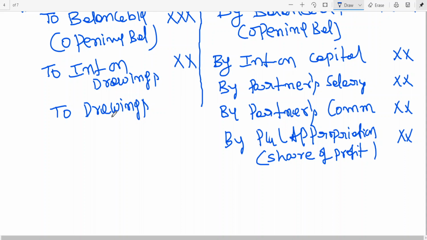That is why the drawings account is being opened. If it is permanent withdrawal, there is no need to transfer permanent withdrawal to drawings. Directly you can debit which account? Partners' capital account. I am explaining fine tuning points.